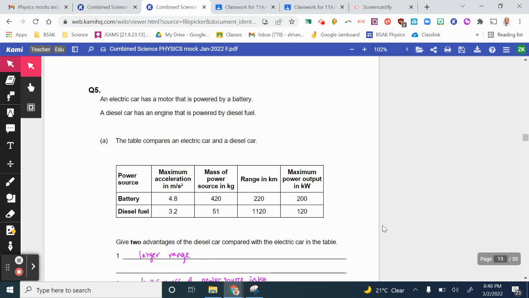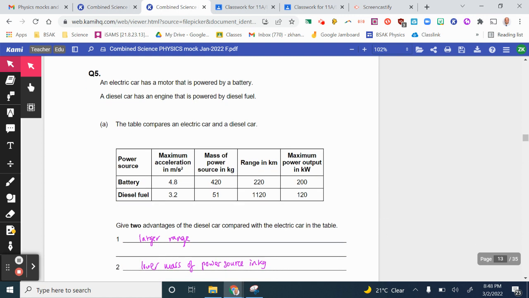Okay, so this is question 5 on the foundation paper. An electric car has a motor that is powered by a battery, and what we can see is the battery produces a maximum acceleration of 4.8, a mass of the power source of 420, a distance of 220, and a maximum power output of 200 kilowatts.